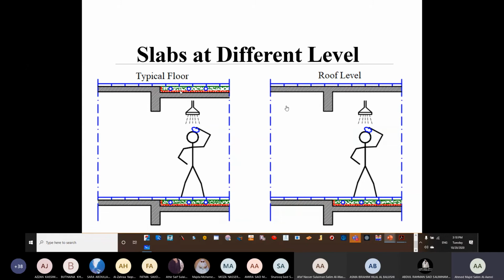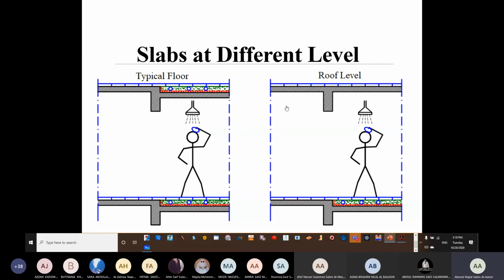After the pipes, we cannot place the tiles directly on the pipe. We need to fill it with material, either sand or lightweight concrete. After that, we are going to put our soil. The blue circles here represent your pipes. The green color represents the filling materials, which is either soil or lightweight concrete.